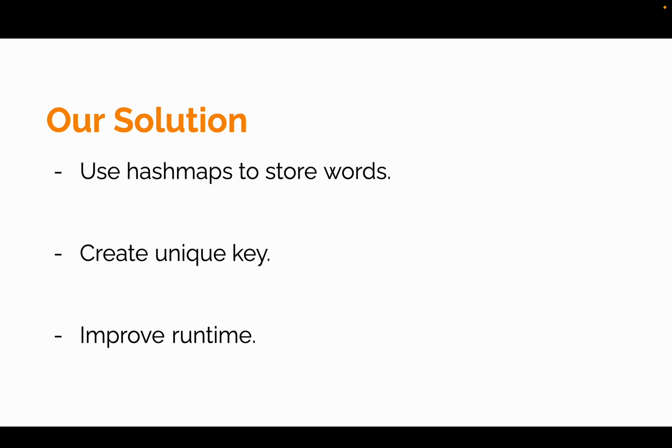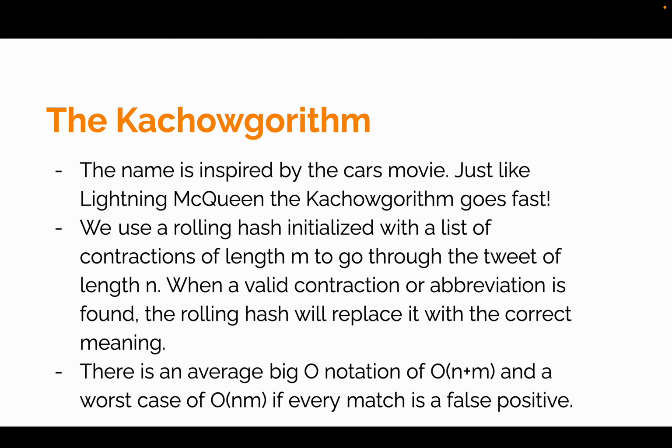And so our solution is that we use hash maps to store words. We also create unique keys and improve the overall runtime of the algorithm. And so we have implemented the Kachowgorithm. The name is inspired by the Cars movie, so just like Lightning McQueen, the Kachowgorithm goes very, very fast.